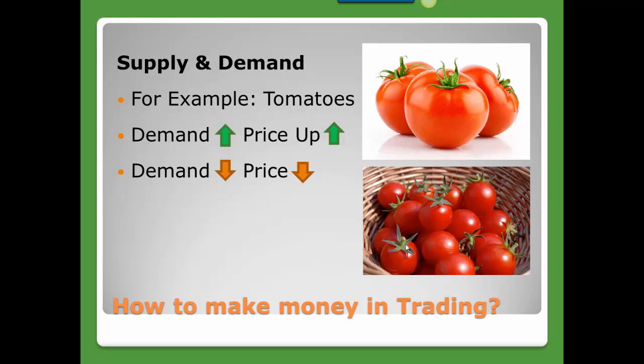And that is supply and demand. Supply is when more of something comes into the market, and demand is people wanting to buy that item in the market. So when the demand goes up, the prices go up. And when the demand goes down, the prices go down.